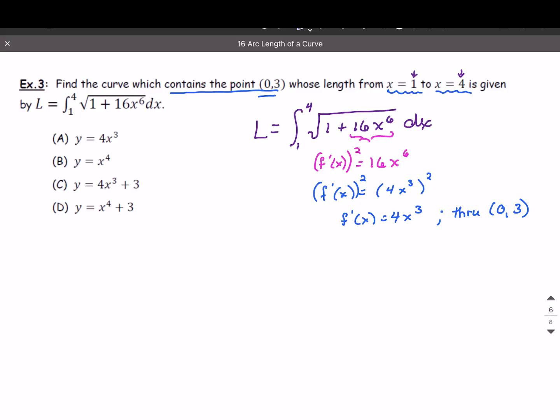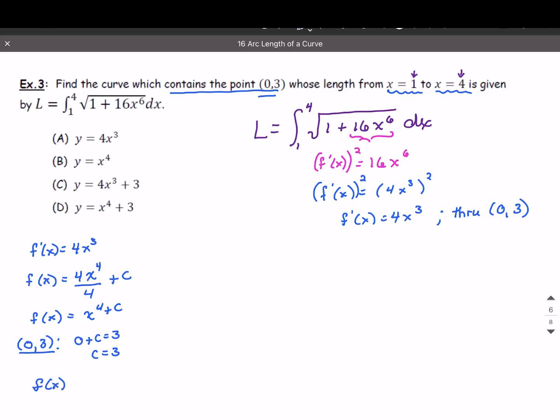We can do it the old pre-calculus way and beginning antiderivative way, where we say, okay, if f prime of x equals 4x cubed, the antiderivative is going to be 4, add 1 to the exponent, divide by that new exponent, and don't forget to add c. So now we have f of x is x to the 4th plus c, but then you have to use the fact that we know it passes through the point (0, 3), and plug that in. 0 plus c equals 3, c equals 3. So now you know f of x is x to the 4th plus 3. So we know that d is our answer.